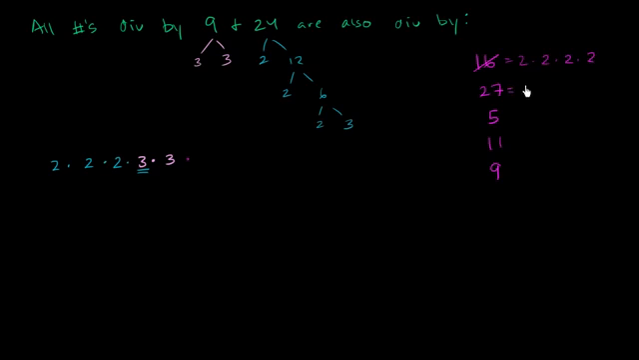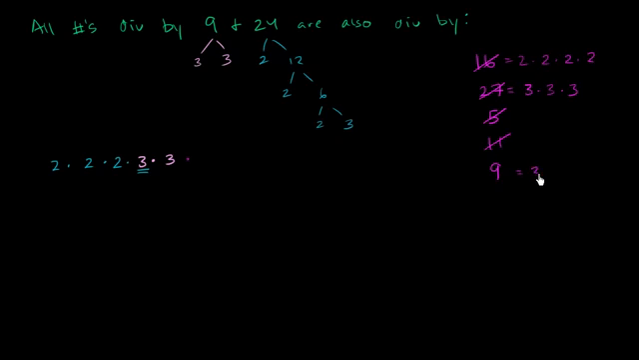27 is equal to 3 times 3 times 3. So you need 3 3's in the prime factorization. We don't have 3 3's. We only have 2 of them. So once again, cancel that out. 5, 5's a prime number. There are no 5's here. Rule that out. 11, once again, prime number. No 11's here. Rule that out.